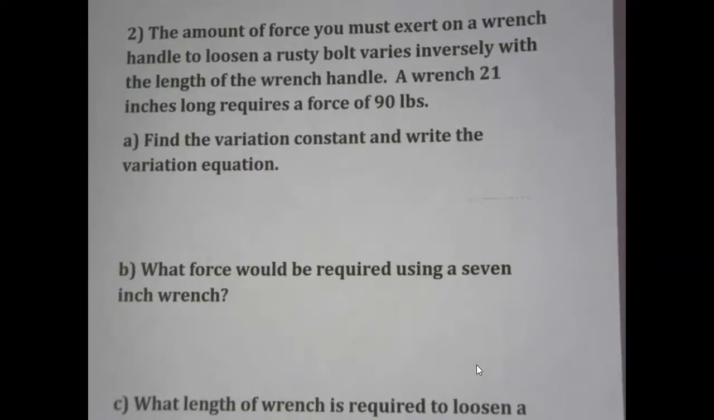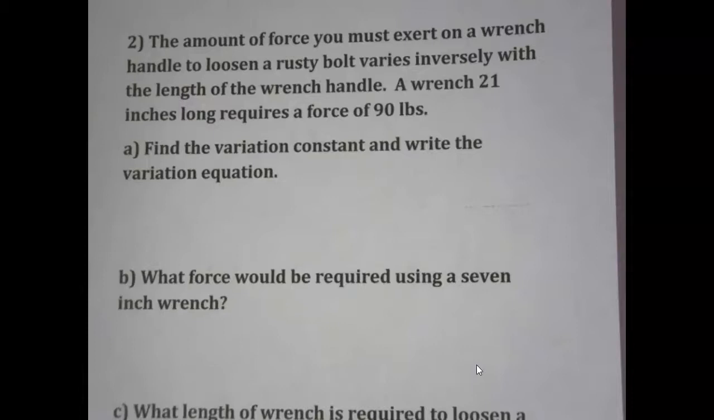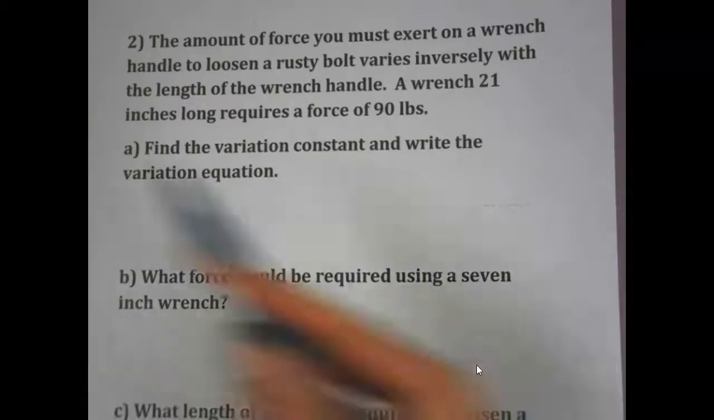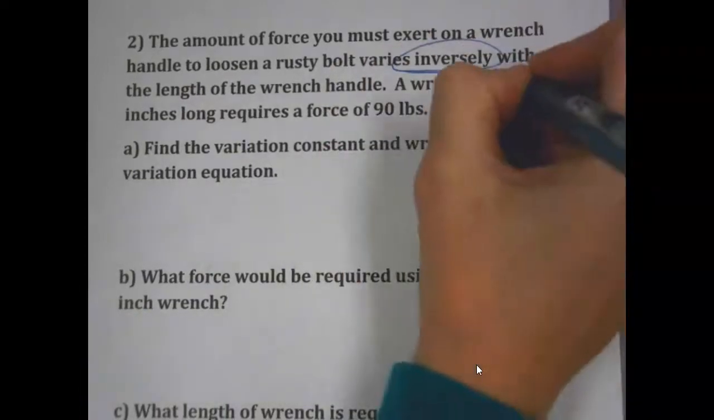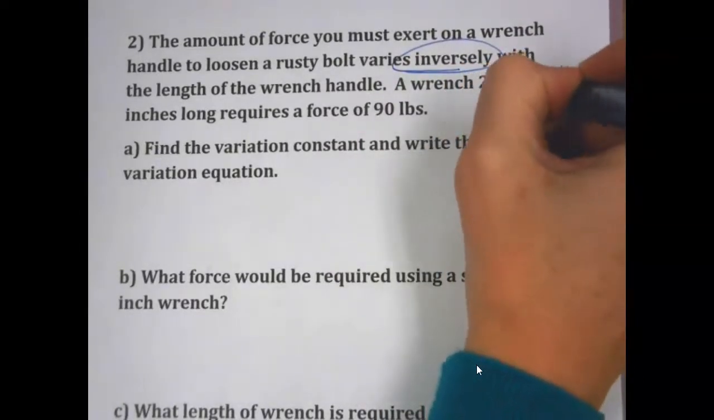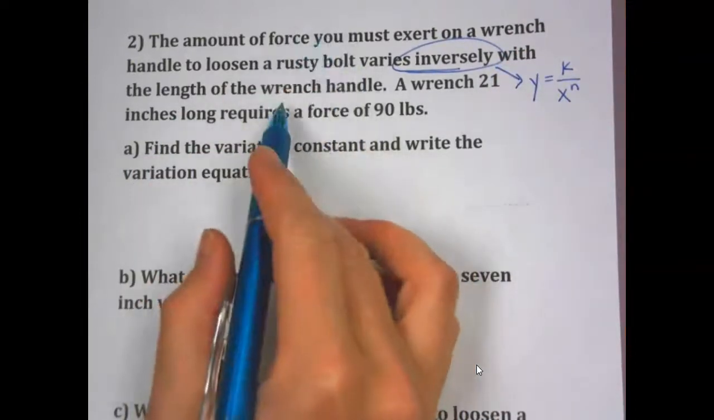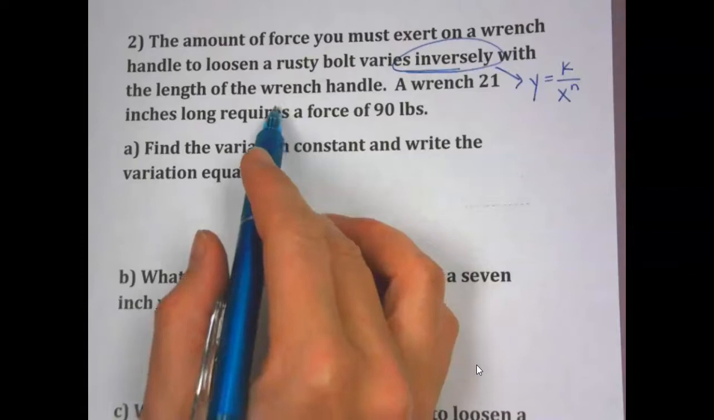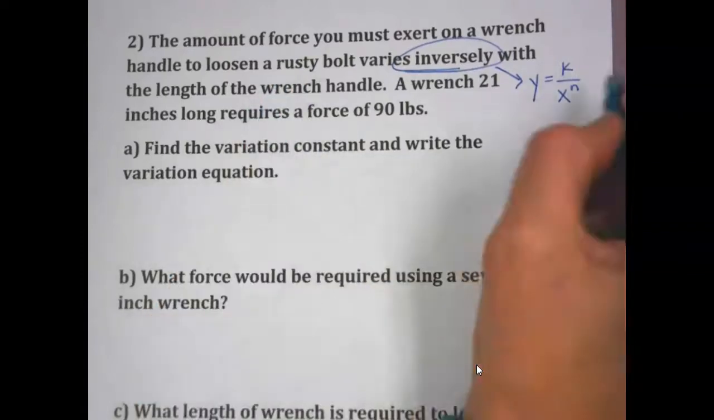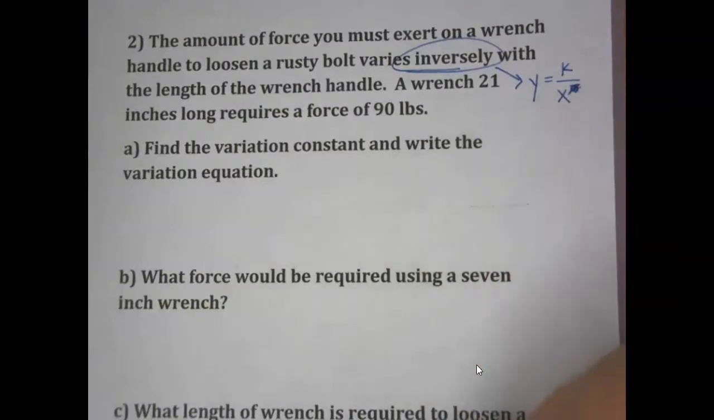All right, so the amount of force you must exert on a wrench handle to loosen a rusty bolt varies inversely with the length of the wrench handle. All right, so when I read this, I see inversely, so I know that I'm going to be using the inverse equation, y equals k over x to the n, with the length of the wrench handle. I don't see anything about it being squared or cubed or anything for an exponent, so I'm not going to end up putting anything in for that n value right there at all.